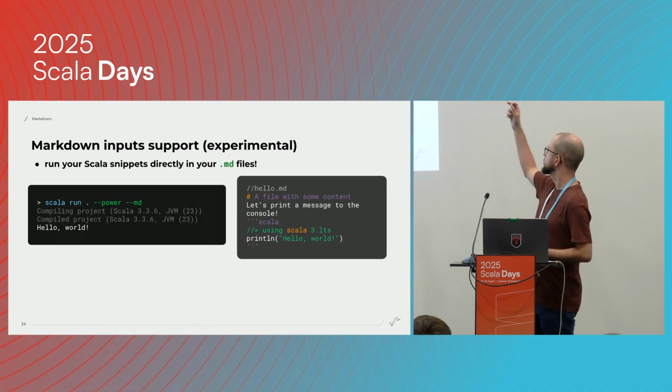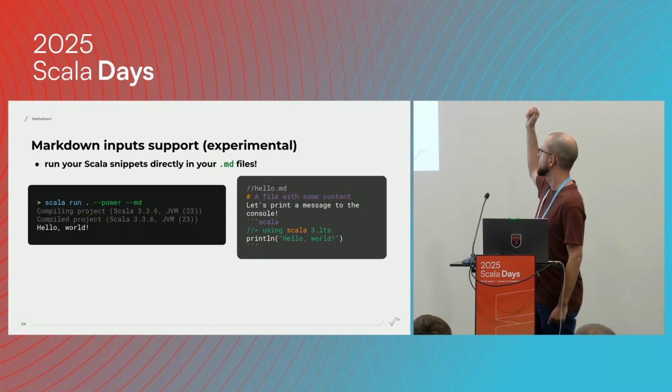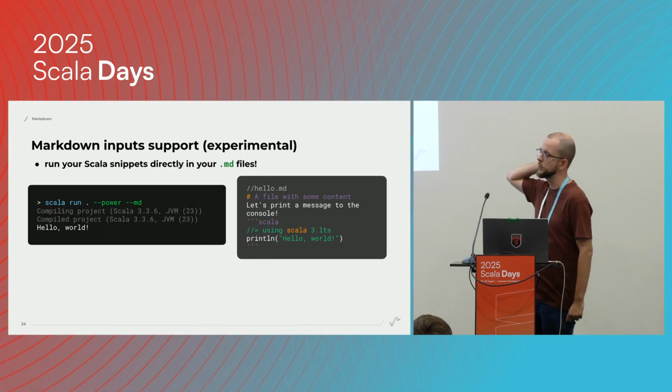So yeah, this is a simple example where we have a hello world and a simple directive defining the Scala version. And as you can see, when the markdown file is passed along with the flag, it just prints the hello world. By default, the Scala snippets are interpreted as scripts, so as if you pasted the same code into .sc.